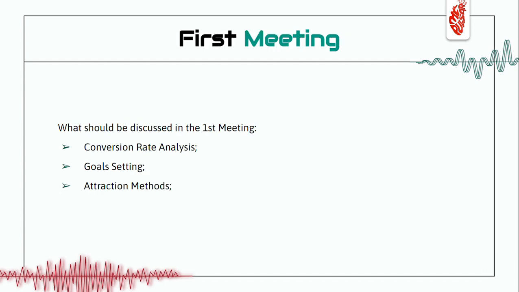And when it comes to the first meeting, what should be discussed? It's mainly about conversion rates analysis. So talk about the analysis that you've done toward each other, and talk about the goal setting and the attraction ways. How will it go? How will you focus on each other? How will you prioritize each other? What will be your timeline? What will be your focus projects? And how will it go in a specific way?